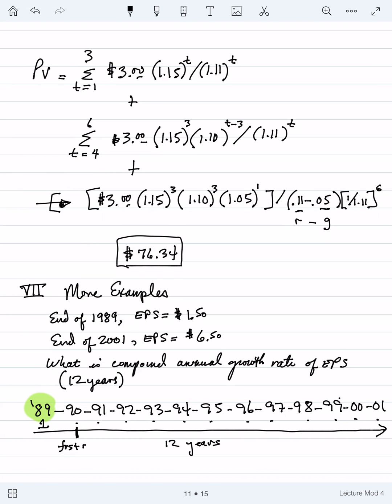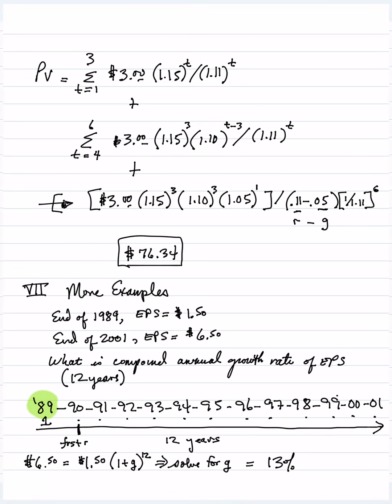So this basically works like taking 6.50, which is equal to what had been paid earlier, $1.50, times 1 plus a growth rate that took place across 12 years. You just solve for the value of G, and G is 13%. That's the growth rate on average that came about in this situation.